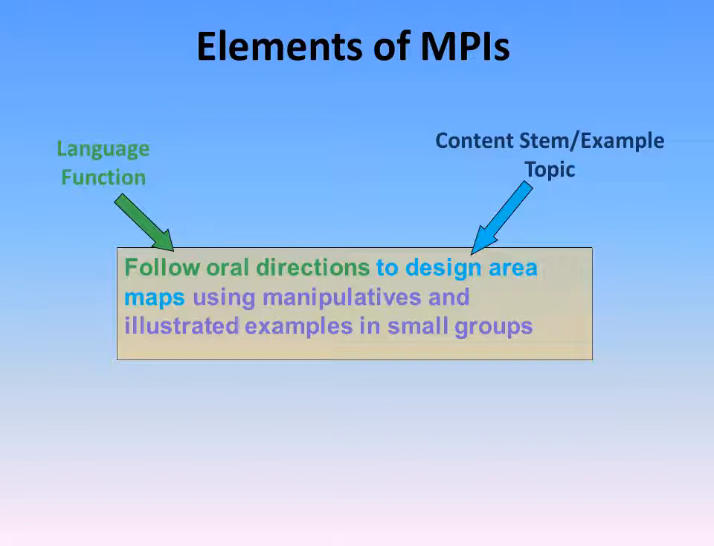And then the third one, the purple, do you remember what that one was? That was our instructional supports, using manipulatives and illustrated examples in small groups. So how many supports are actually in this MPI? Manipulatives, illustrated examples, in small groups. So it's actually 3 supports all put into one sentence.